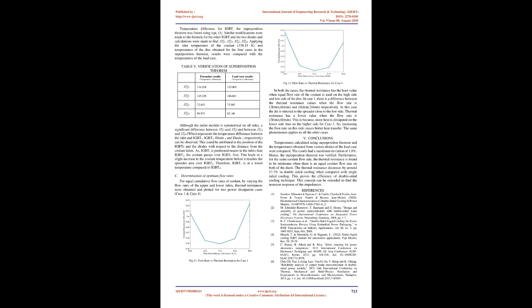Furthermore, for the same coolant flow rate, the thermal resistance is found to be minimum when there is an equal coolant flow rate on both of the ducts. The thermal resistance decreases by around 17.3% in double-sided cooling when compared with single-sided cooling. This proves the efficiency of the double-sided cooling technique. This concept can be extended to find the transient response of the impedances.